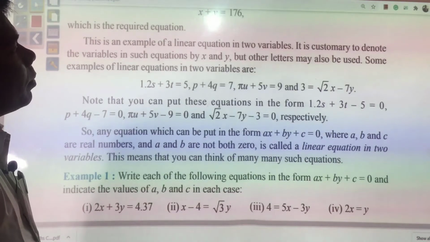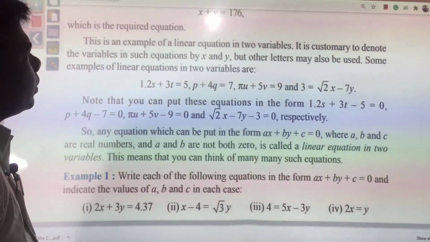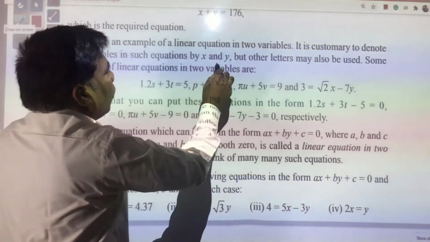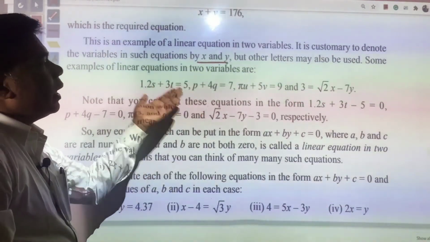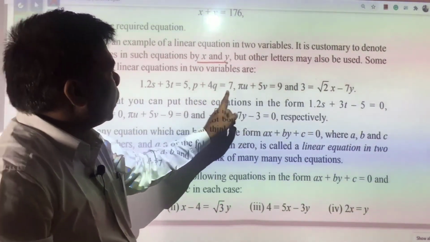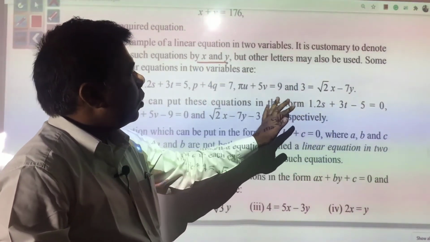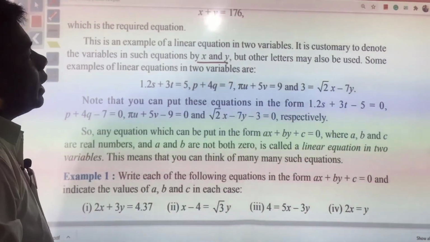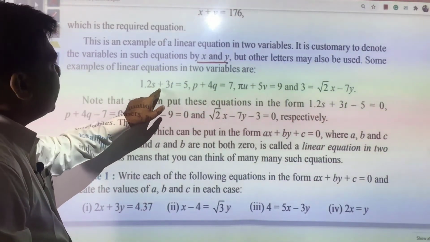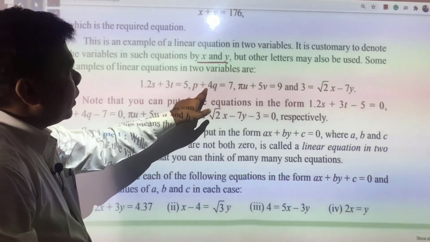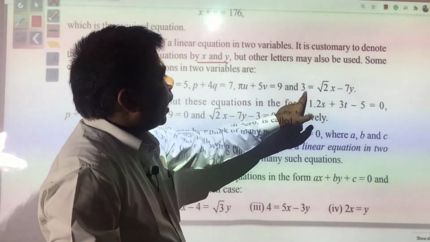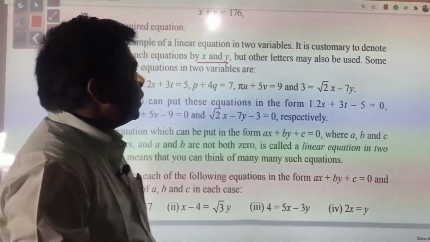It is customary to denote the variables in such equations by x and y, but other letters may also be used. Generally, we use x and y, but in place of x and y, any other alphabet can be written. Like here you see S, T, P, Q, U, V, whatever you want, you can assume. Some examples of linear equations in two variables are 1.2s plus 3t is equal to 5, p plus 4q is equal to 7, pi u plus 5v is equal to 9, and 3 is equal to root 2x minus 7y.